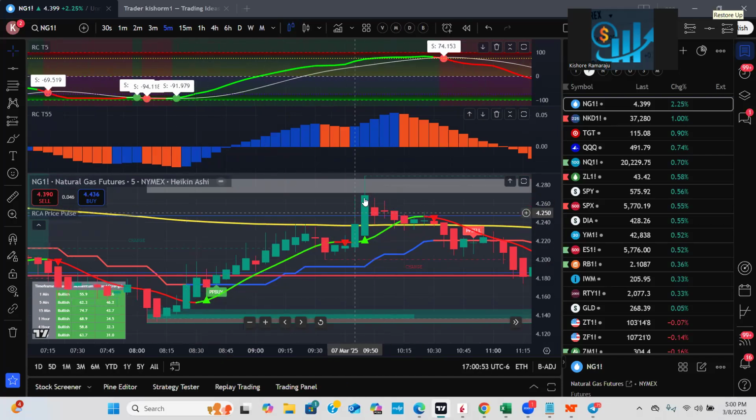We got some UNG calls and we made some nice profits with UNG calls, right? If natural gas is going up, your UNG will move up. So you can buy the stock, you can buy the options. It went all the way up. And then when this starts going up, when your T5 becomes red, you can take the profits. Until that time, you can hold the trade. So I hope the rule is clear for everyone.